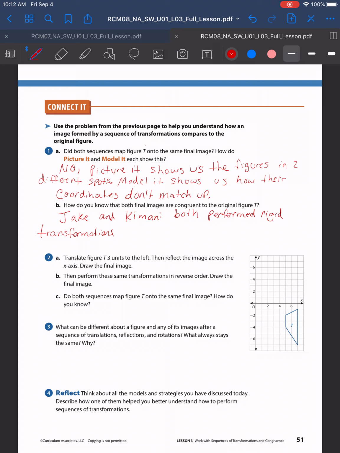Number 2. Translate figure T 3 units to the left. Okay? Now if I'm dealing with left, that means I'm going to be subtracting. If I'm dealing with left, that also means I'm going to be dealing with that x, right? So everything that's an x will change. I don't think we need to worry about that because I think I can just go do it in that picture. Then reflect the image across the x-axis.